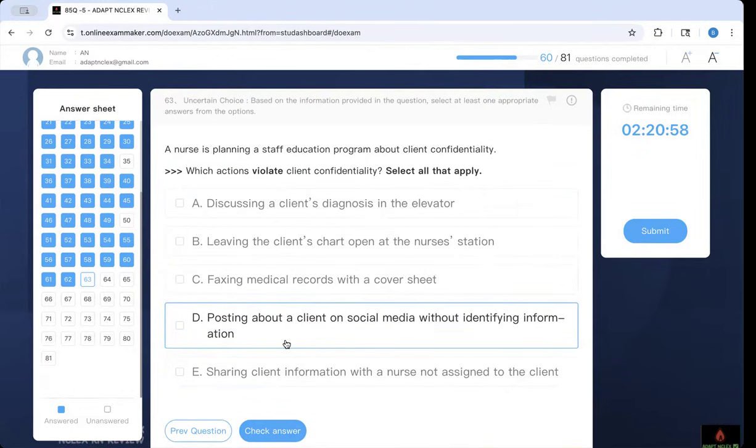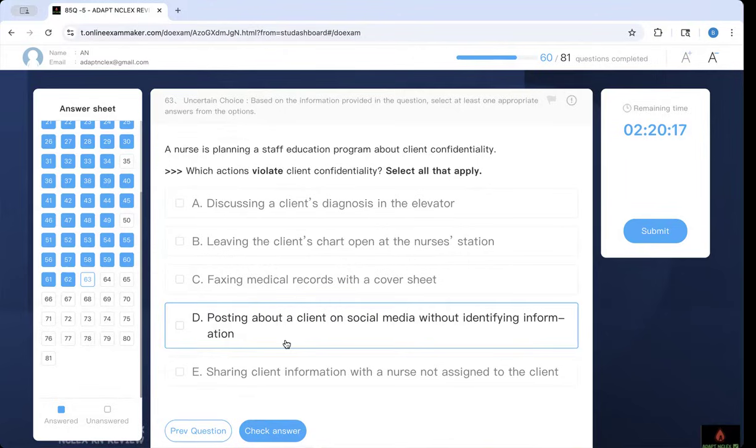And a nurse is planning a staff education program about client confidentiality. This is management of care, some ethics, legality. Which action violates client confidentiality? You're doing something bad. You're showing things to people that they're not supposed to know. Which one? Discussing a client diagnosis in the elevator, leaving the client's chart open at the nursing station, faxing a medical record with the cover sheet, posting about the client on social media without identifying information, sharing client information with a nurse not assigned to the client.